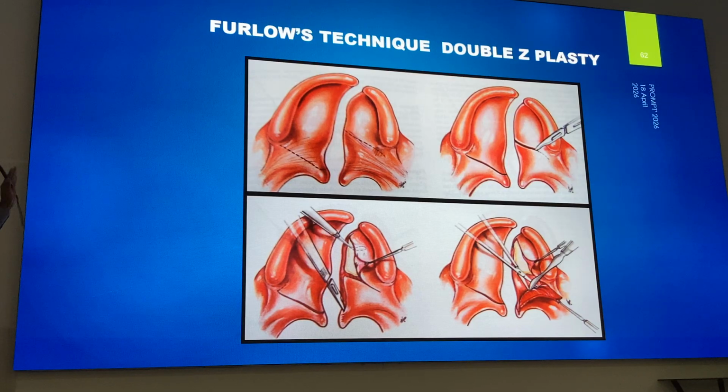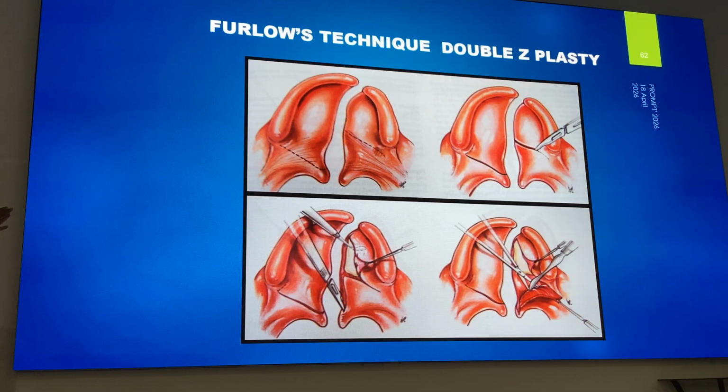The anteriorly based flaps are mucosal flaps. It is important to understand that the posteriorly based flaps are myomucosal flaps. They contain both the muscle and the mucosa. So the anteriorly based flap, one is on the nasal layer, one on the oral layer.